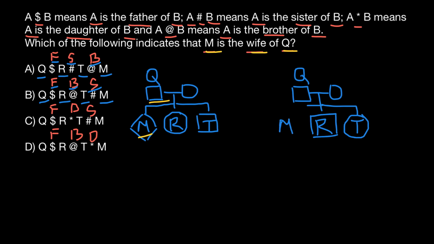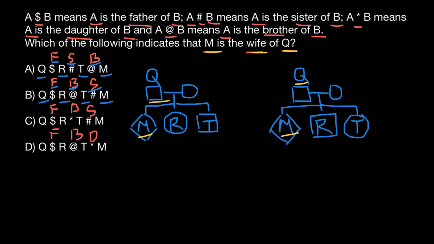And the sex of M is not specified. So how is this pedigree different from variant A? R here is female, R here is male, T here is male, T here is female. So these are two different pedigrees. But again, in this pedigree we see that M is a child of Q and not a wife.